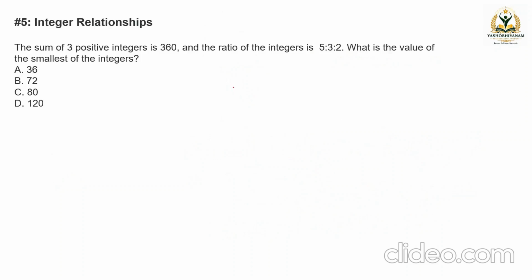Next is a very simple one to do with arithmetic. The sum of three positive integers is 360 and the ratio of the integers is 5 is to 3 is to 2. Very simple. You take it as 5x plus 3x plus 2x is equal to 360. So this would give me 10x is equal to 360, or x is equal to 36.